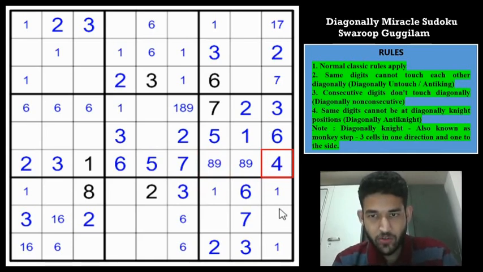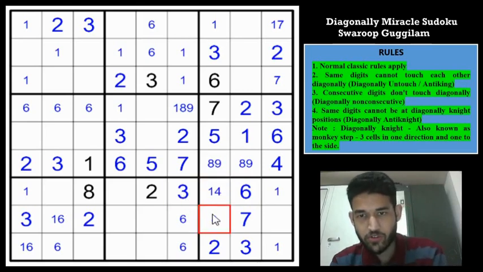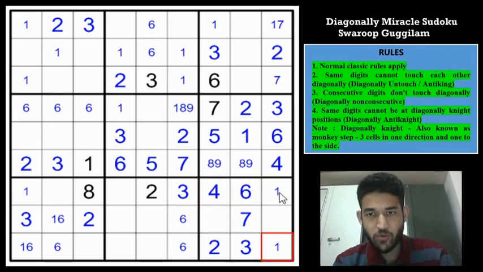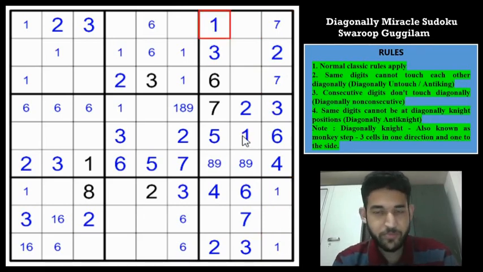Okay. So 4 is not in these 3 cells, so 4 must go into one of these cells, but this cell is diagonally consecutive to the 4, so 4 is not here. We get the 4, and 4 must go into one of these 2 cells, so 4 is eliminated from here. And we get the 1 here because 1 must narrow down to one of these 3 cells, and the moment we got the 1 here, we place the 1 here. Beautiful. So remaining are 8 and 9.